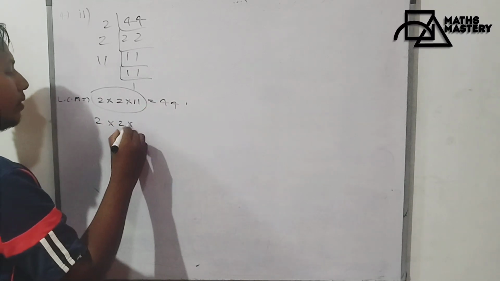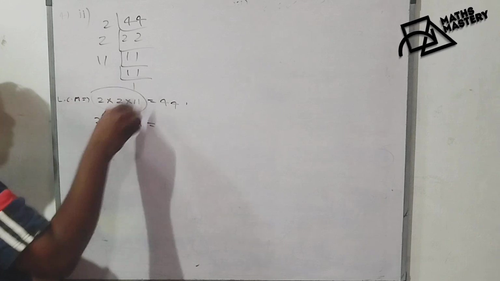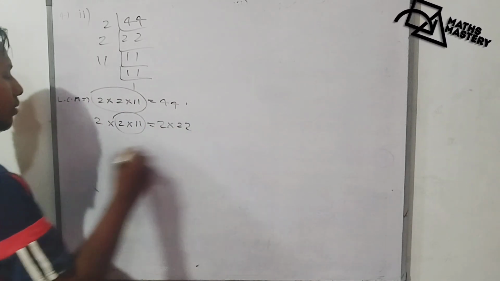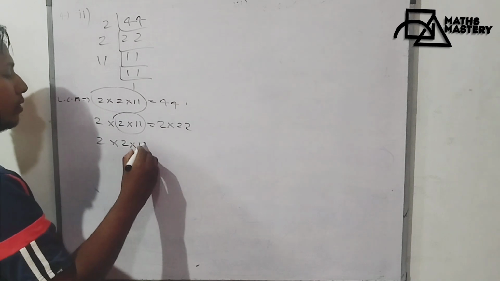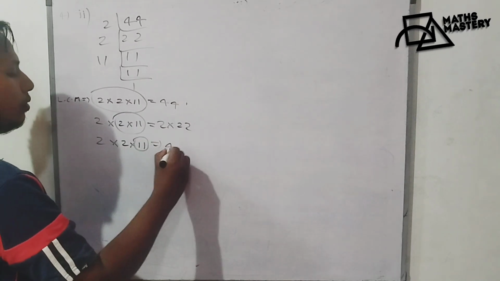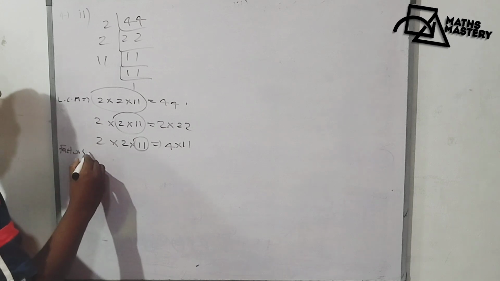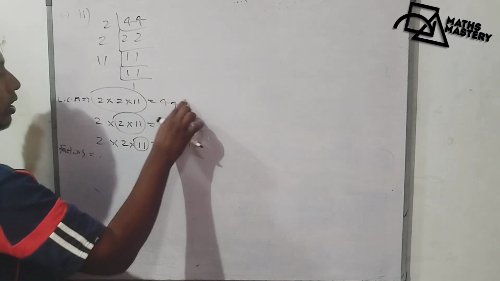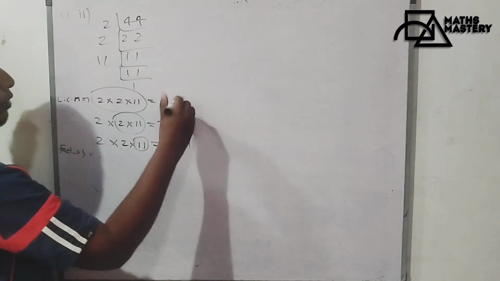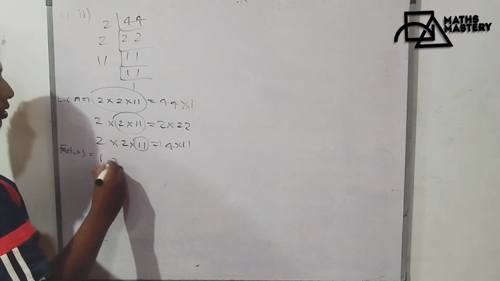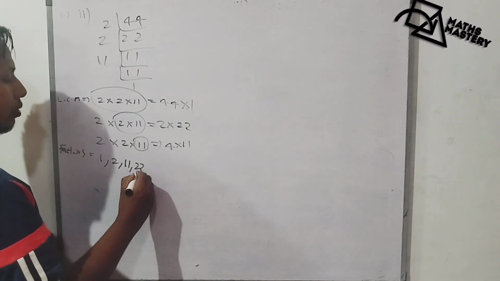2 times 2 times 11. Now what you're going to do, you rounded all three numbers, now you're going to round two numbers. 2 times 22. Again 2 times 2 times 11, you just round one number. 2 times 2 is 4, 4 times 11. So the factors are, students, here another thing, 44 comes by what? 44 times 1. So the factors are 1, 2, 4, 11, 22, 44.